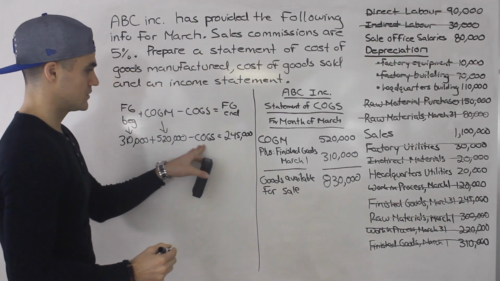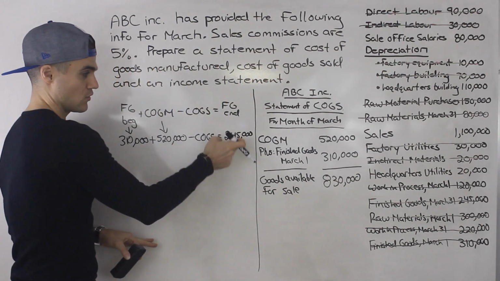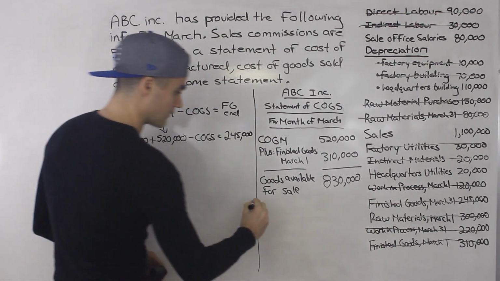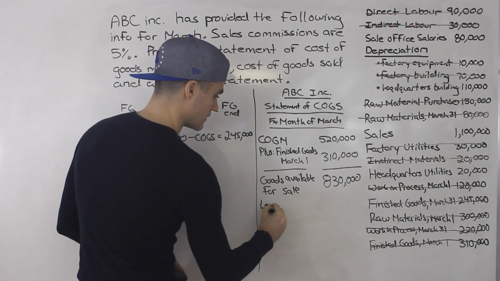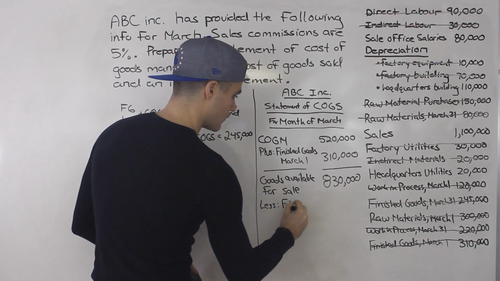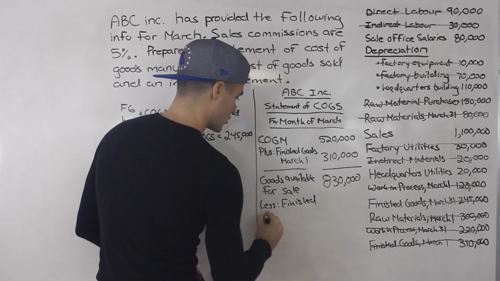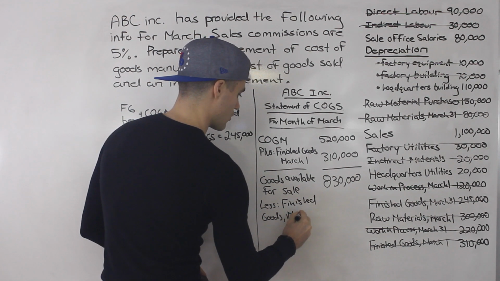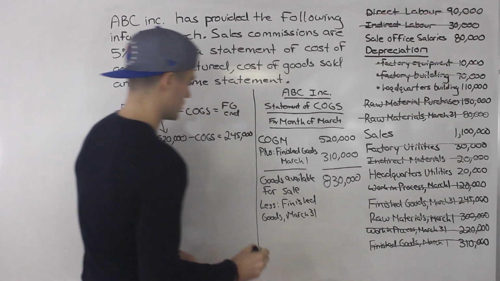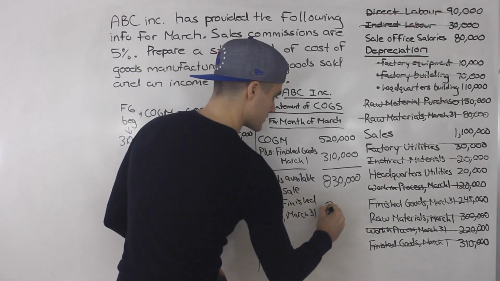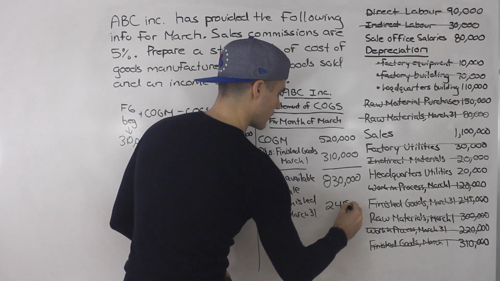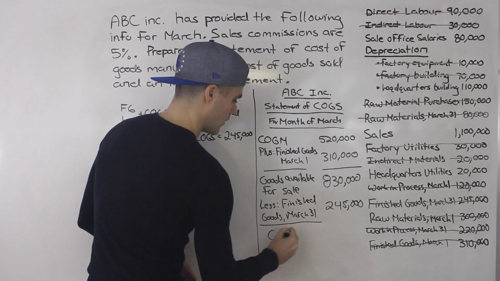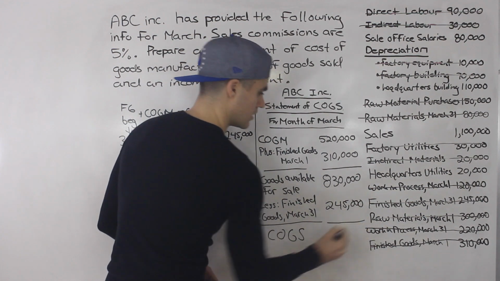And then what we do to isolate for this cost of goods sold, we bring this finished goods at the end over, it becomes a negative, so we would have less finished goods at March 31st. So that's the 245,000 right there. And we would end up then with our cost of goods sold.